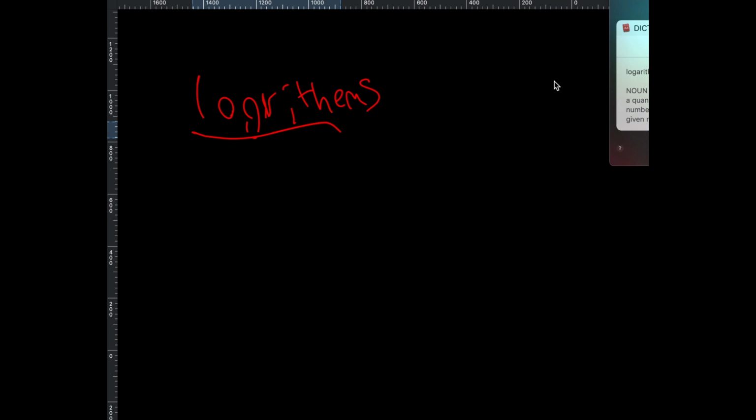So log is short for logarithm. I'm not sure I pronounced that correctly, so let me check how to spell it. Logarithms. Okay, logarithms. There we go.